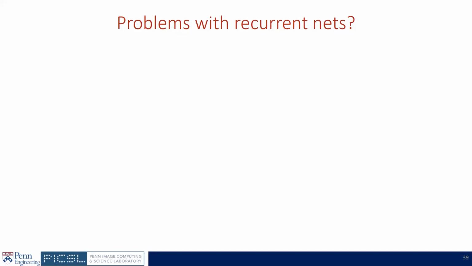Very good question. That's what transformers will take care of. Yeah, exactly. All those are good points. Those are definitely problems with RNNs, which transformers take care of. Any other problems that you can think of without looking into the next slide?